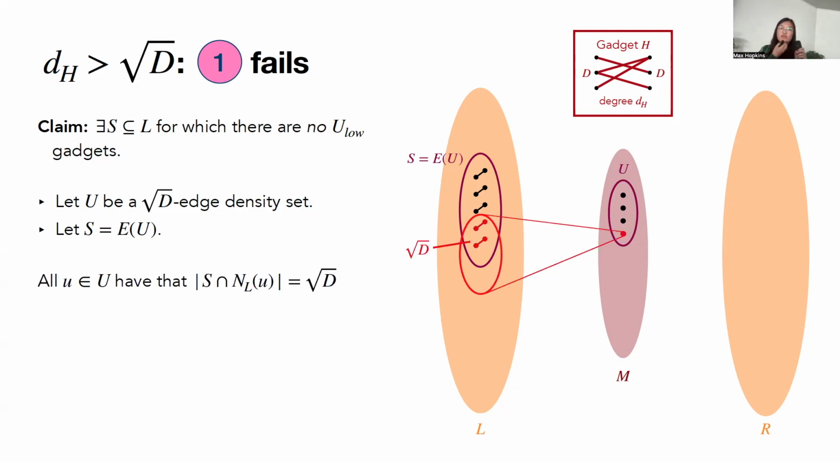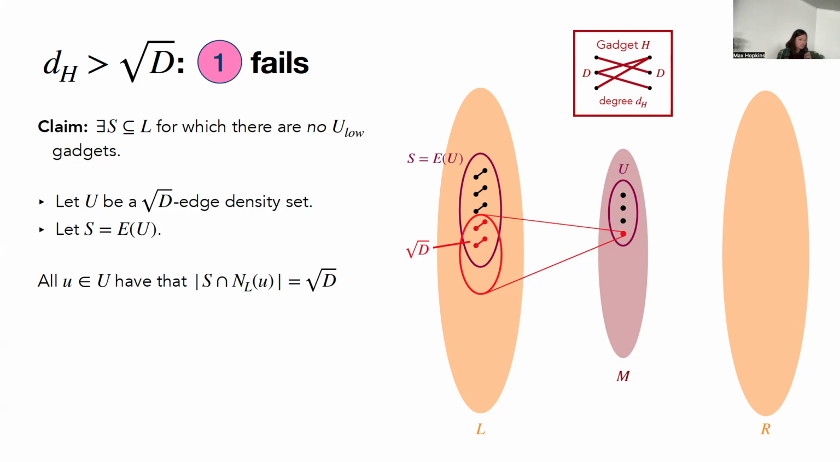Okay. So note that we said that U is a root d edge density set, which means that the average degree within just U is root d. But what is that degree? Well, it's also equal to, if you go from U to S to U, that degree, right? Which is also just the degree from U to S. So in particular, you have the property that every single vertex in U has exactly root D neighbors in the set S.